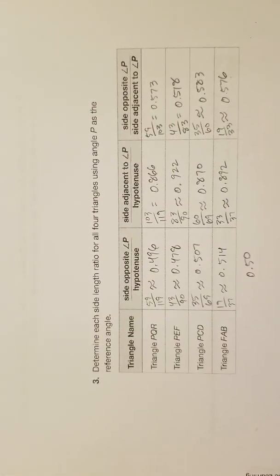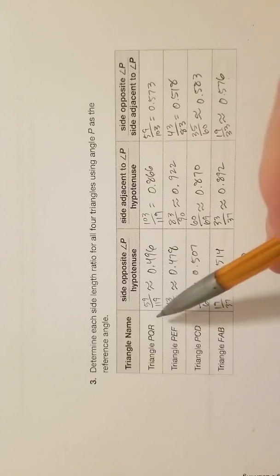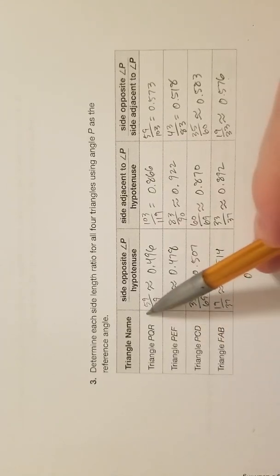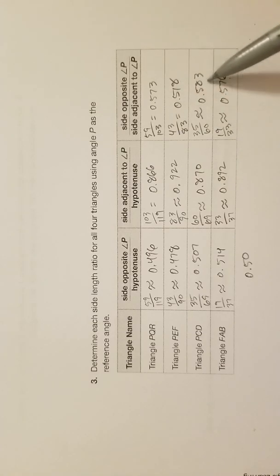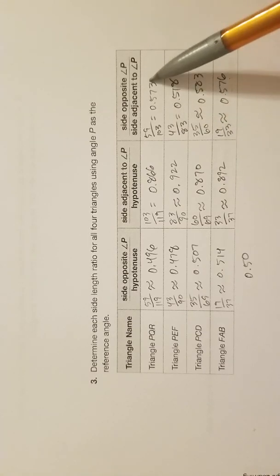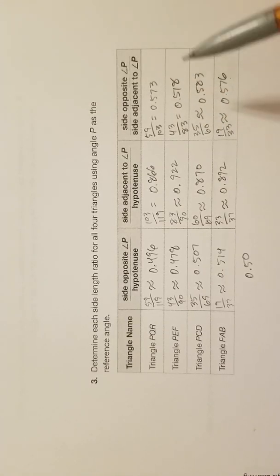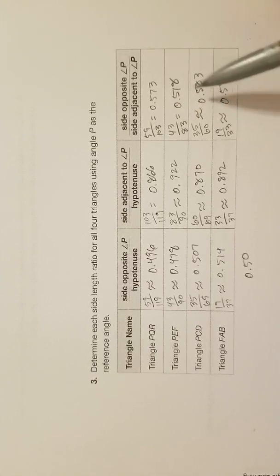All right, so it didn't matter how big or small I made my triangle, all of my ratios stayed the same, or they were very close, because there are always imperfections with measurement. But that's basically the key point: the ratios are constant.